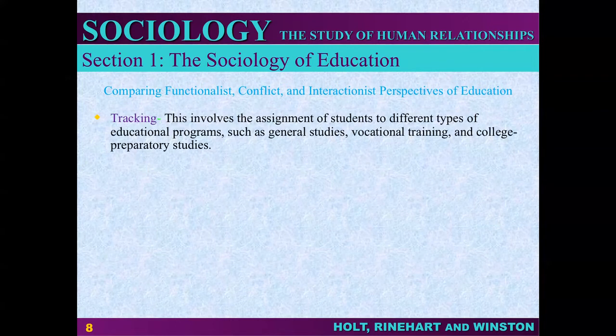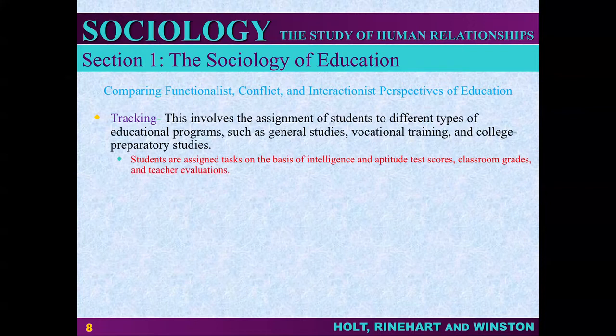Tracking. Tracking involves the assignment of students to different types of educational programs, such as general studies, vocational training, and college preparatory studies. Students are assigned on the basis of intelligence and aptitude test scores, classroom grades, and teacher evaluations.